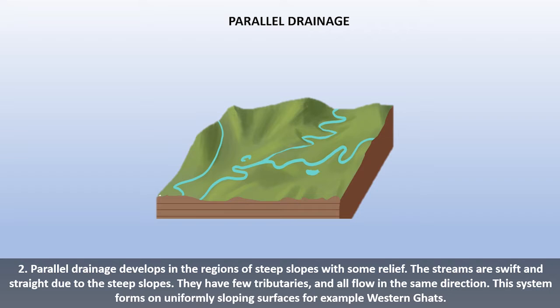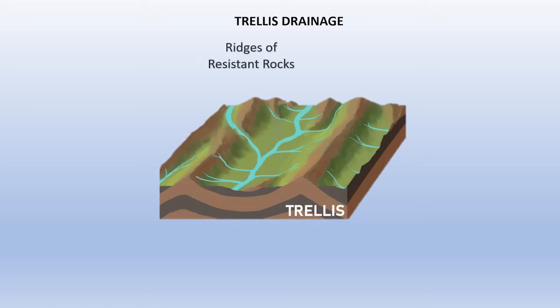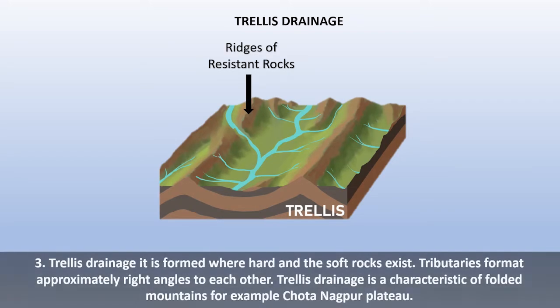The third pattern of drainage is known as the trellis drainage. It is usually observed in areas where hard and soft rocks exist. In this pattern, the tributaries of the main river form at right angles with each other. The folded mountains in the Chota Nagpur plateau are a perfect example of trellis drainage.